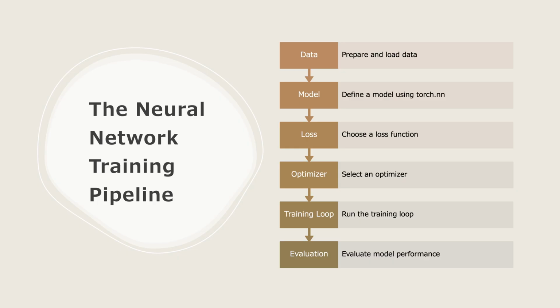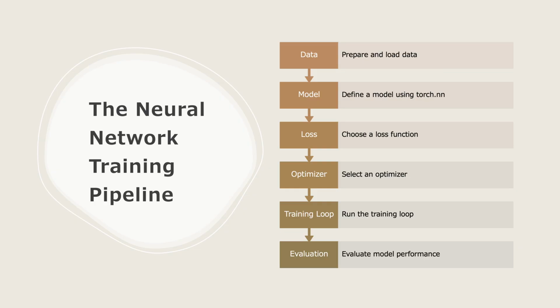In this slide, we're looking at the complete pipeline for training a neural network in PyTorch. Every model you train, whether it's a simple linear classifier or a deep convolutional network, follows this same sequence of steps. We always begin with data, preparing and loading it in a format the model can use. Next, we define the model using PyTorch's torch.nn.Module.